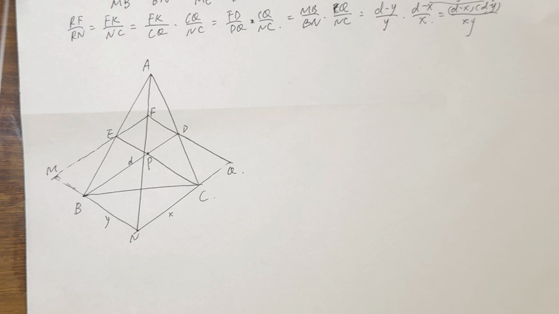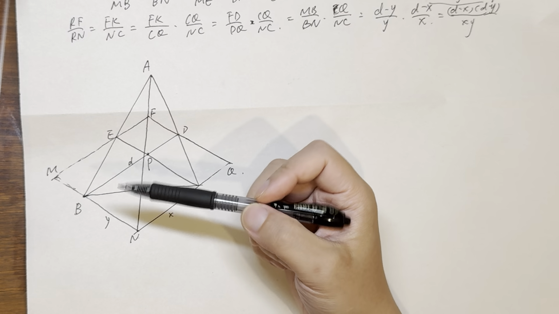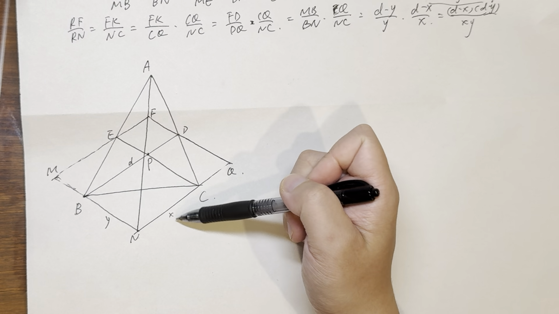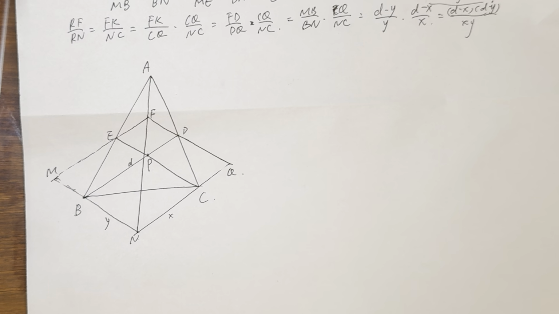Why is it so important? Why do we want to prove that N, F, A are collinear? Because once we prove that N, F, A are collinear, now we can use X, Y, which is BP, CP, to represent AB. Okay, let me write it down here.